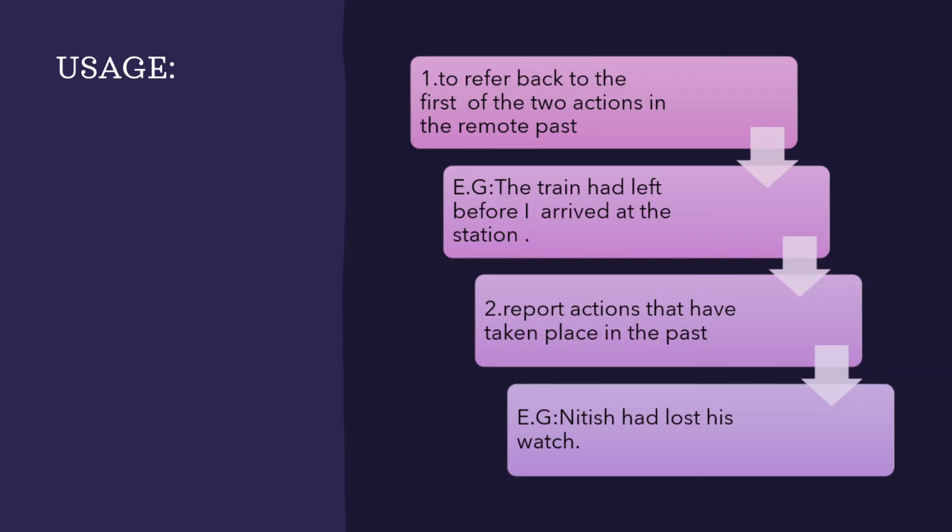Usage, first one. It is used to refer back to the first of the two actions in the remote past. I have already explained it. The train had left before I arrived at the station. So I arrived after the train had left. So the train left, the train had left because it is the first action. So it is taking the past perfect tense. And the second action is taking the simple past tense.